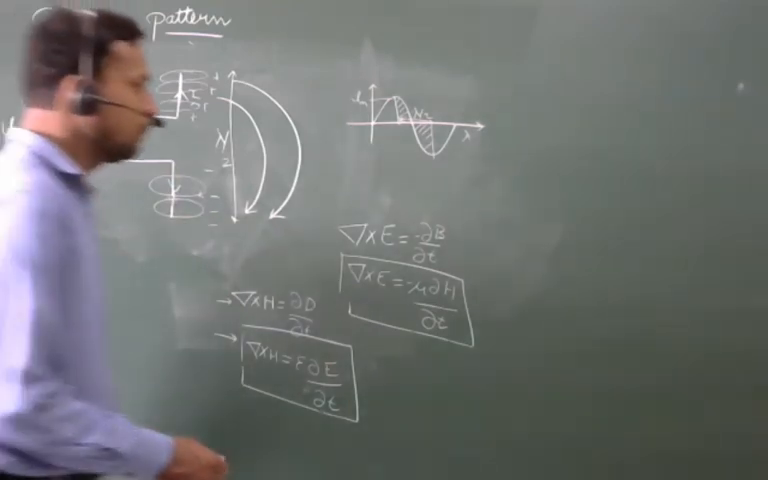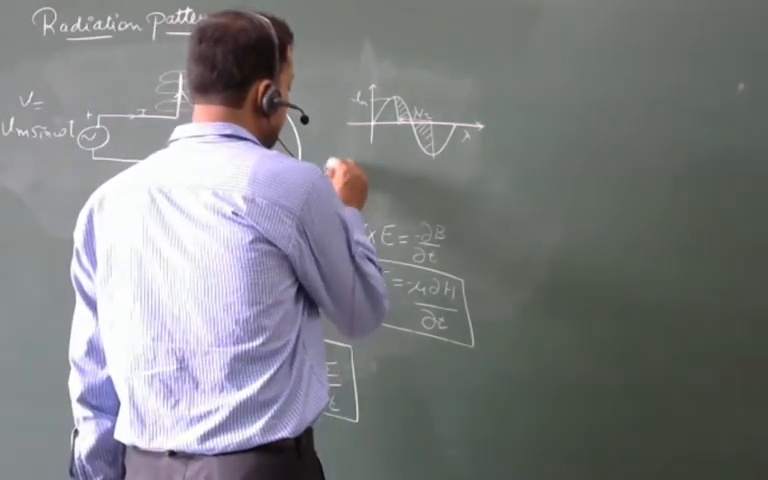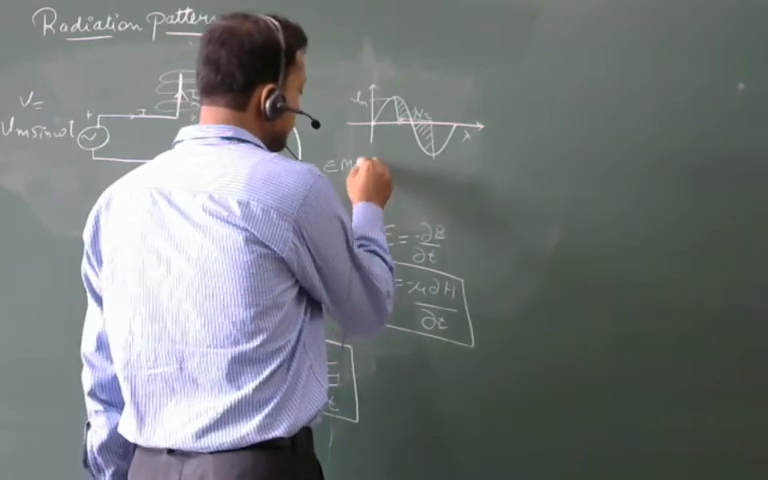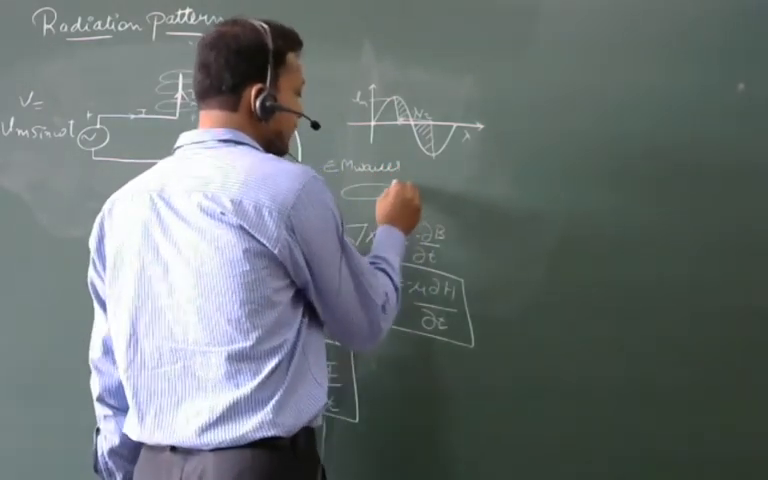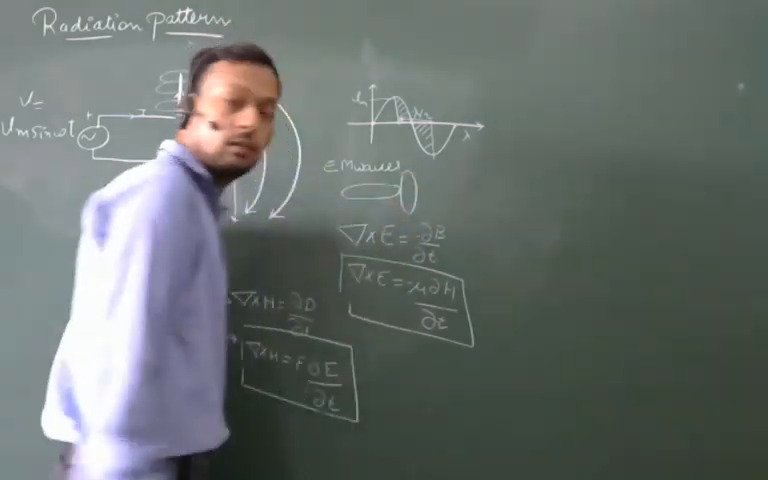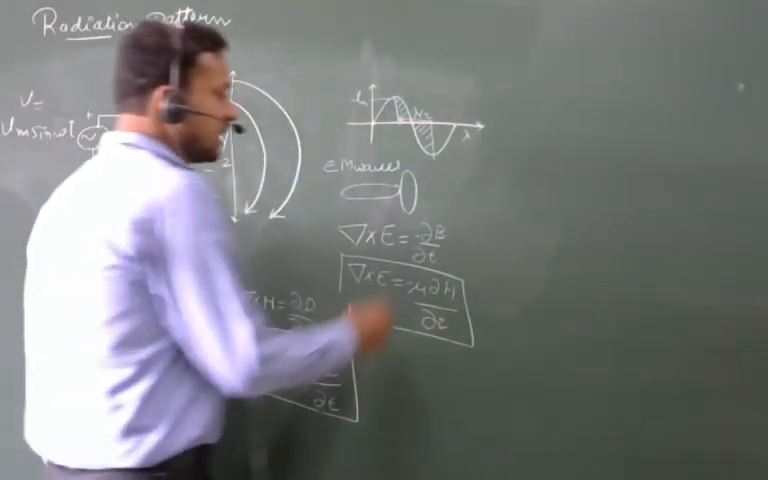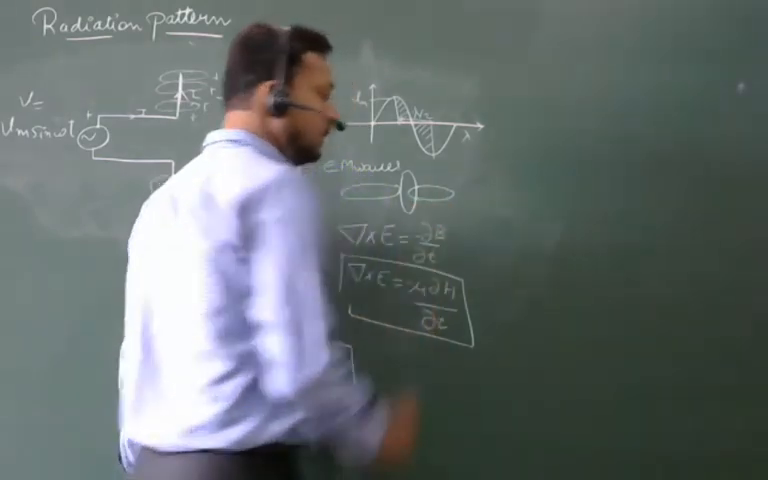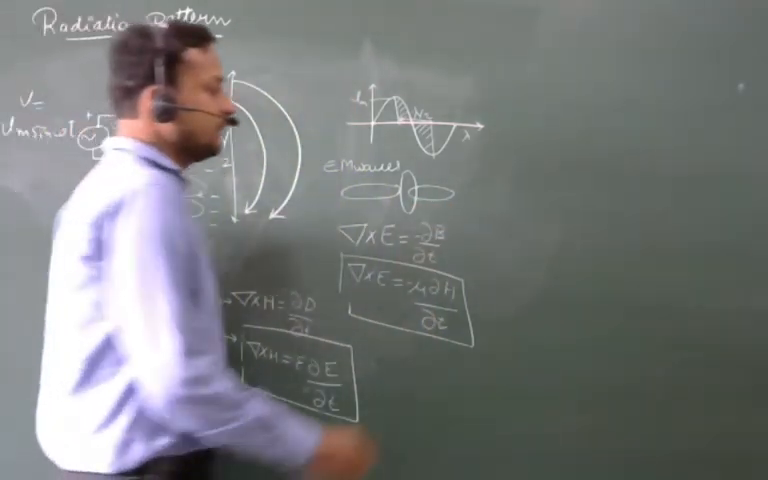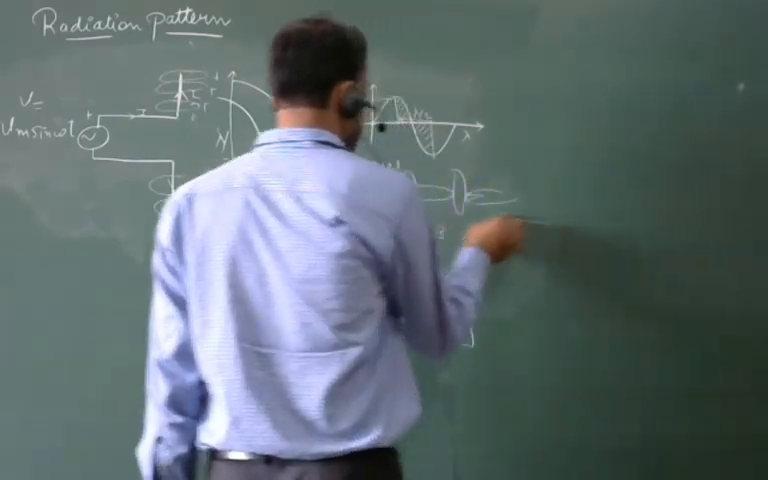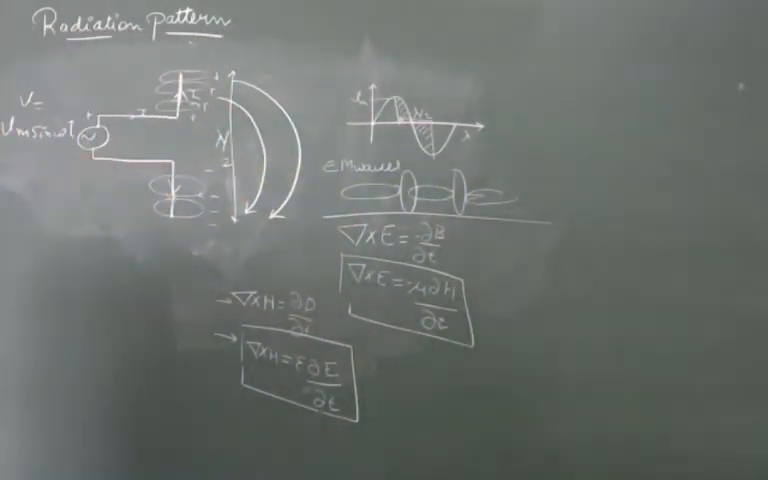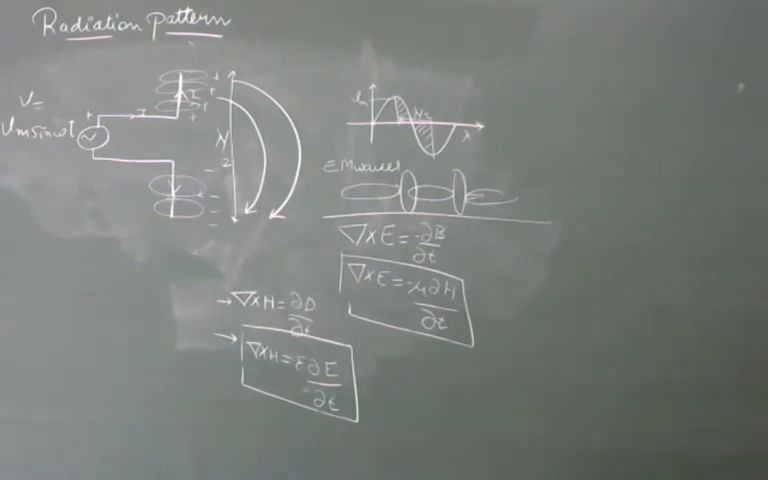So the overall propagation of these EM waves is like that. This magnetic field results in an electric field, and this electric field again results in a magnetic field, and this magnetic field again results in an electric field. So the wave propagates in a similar manner like this.